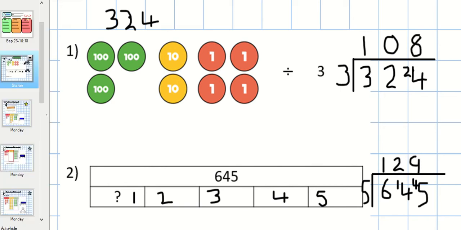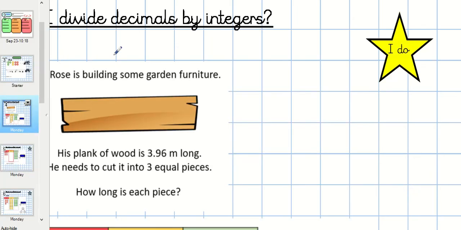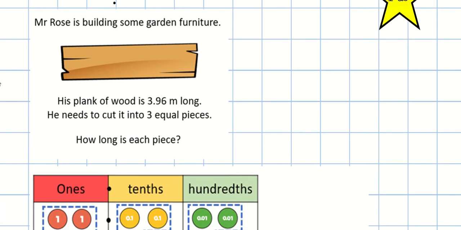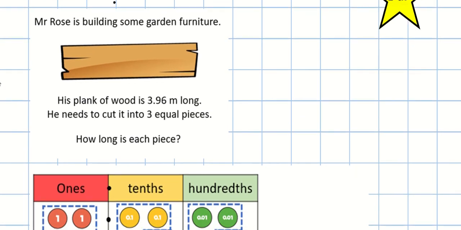So let's move on and have a quick look at what we're going to be doing today. Here's my first question. Mr. Rose is building some garden furniture. His plank of wood is 3.96 meters long, and he needs to cut it into 3 equal pieces. How long is each piece? Well, if I'm thinking about Mr. Rose and that furniture, I know that he has a plank that's 3.96 long, and I'm going to be cutting it, so dividing it into how many pieces? 3.